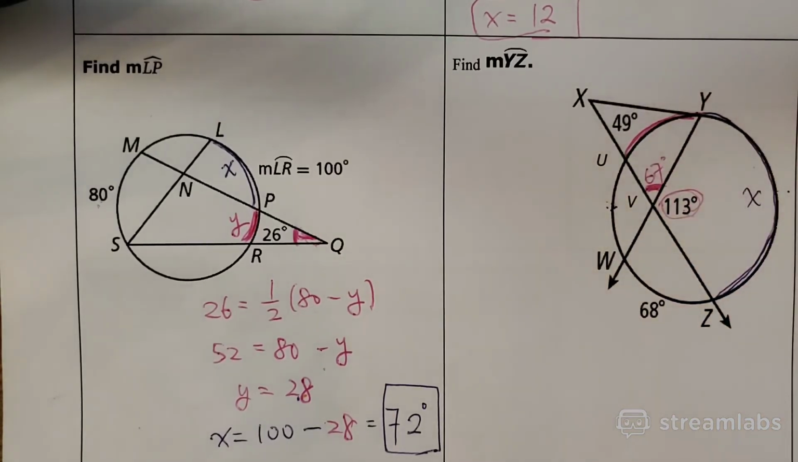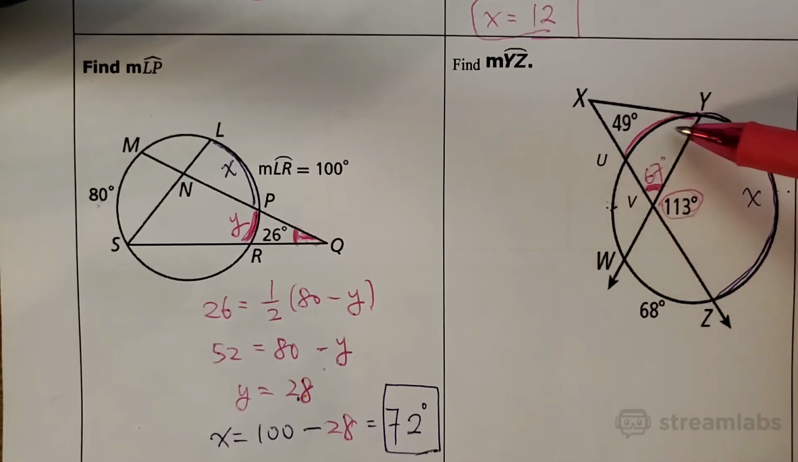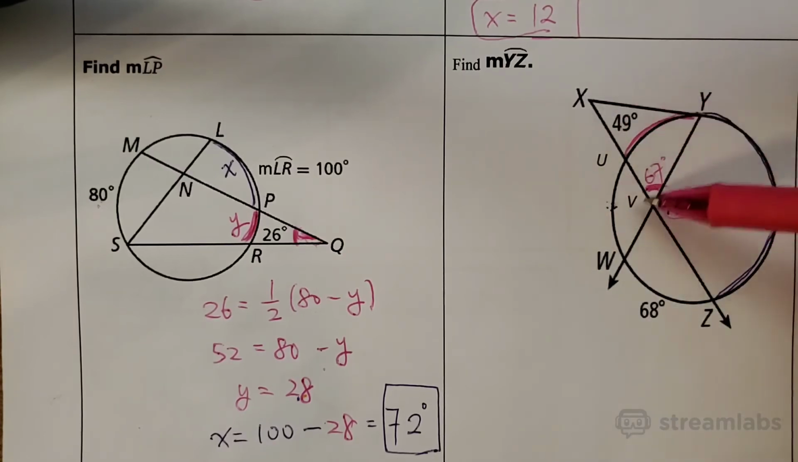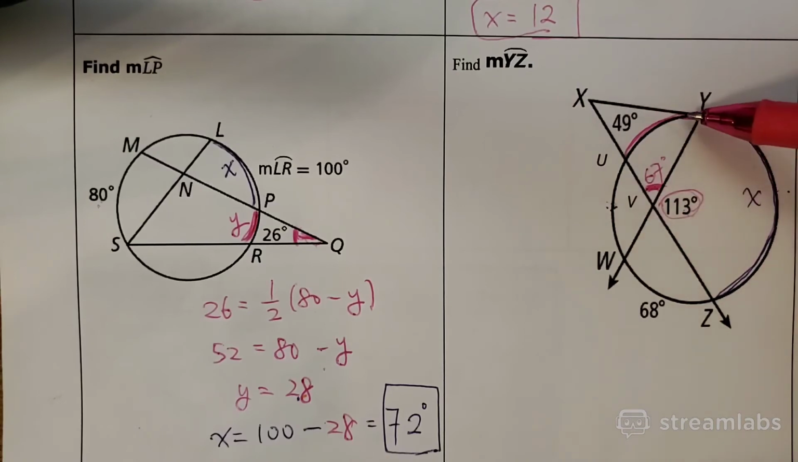This is by supplementary, right? Supplementary, 67. Okay. With this 67, can you find this arc? Oh, you want to use this? Yeah, you can use this too. You can find this angle and then multiply this by 2, you'll get this arc as well. Right?